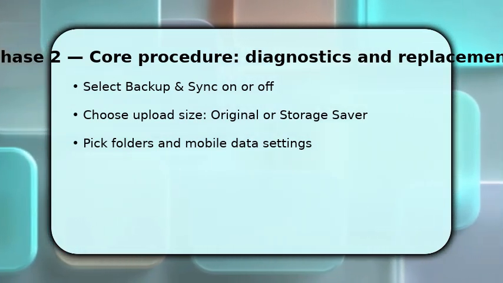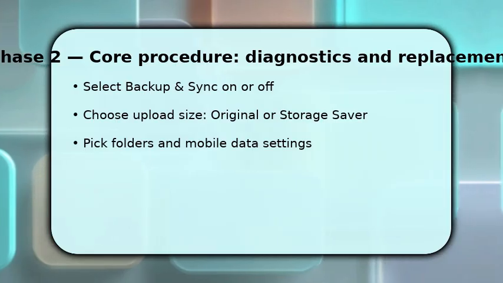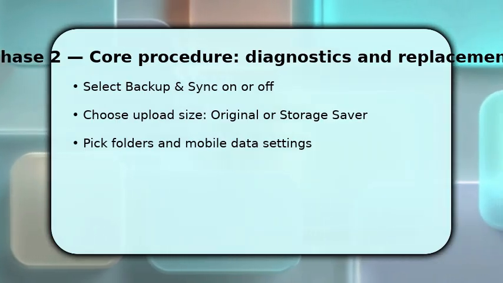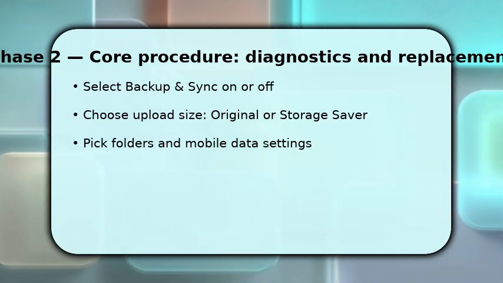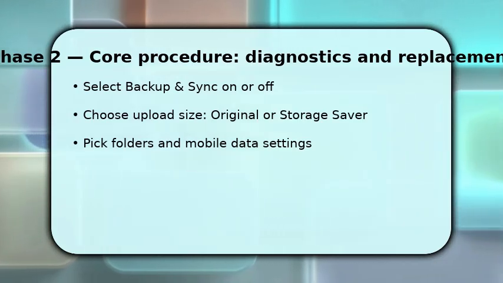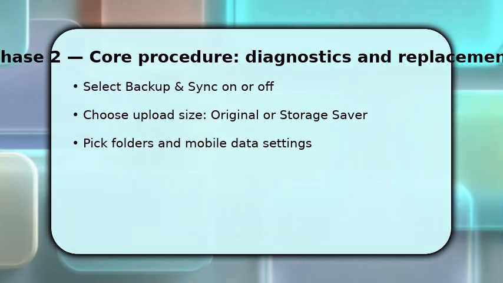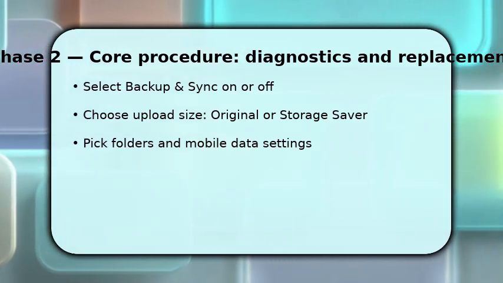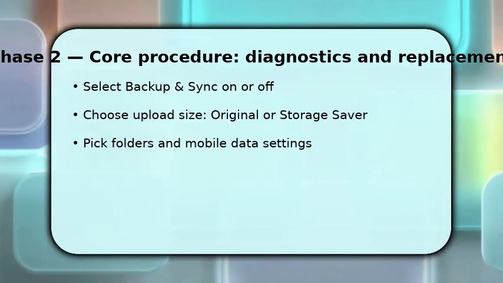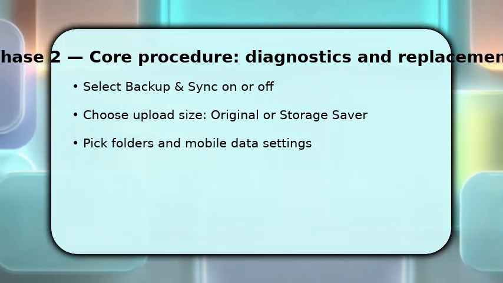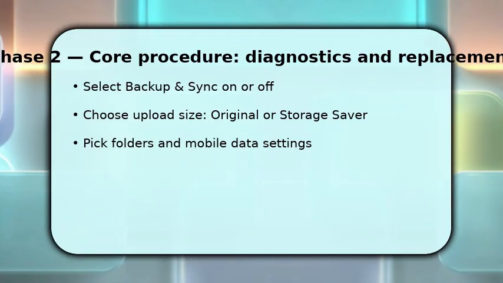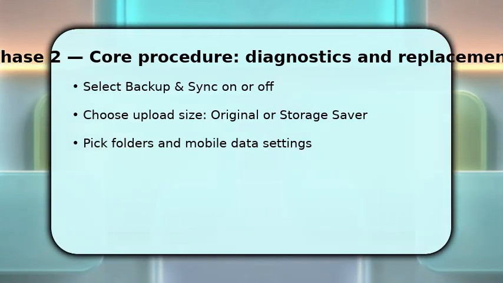Go to Settings Backup and Sync, turn it on to automatically upload new photos. Choose Upload Size. Original preserves quality and uses Google Storage. Storage Saver reduces file size and saves space. Then select which device folders to include and set mobile data backup rules so you won't exceed your plan. Once configured, run a manual backup to verify initial uploads complete.